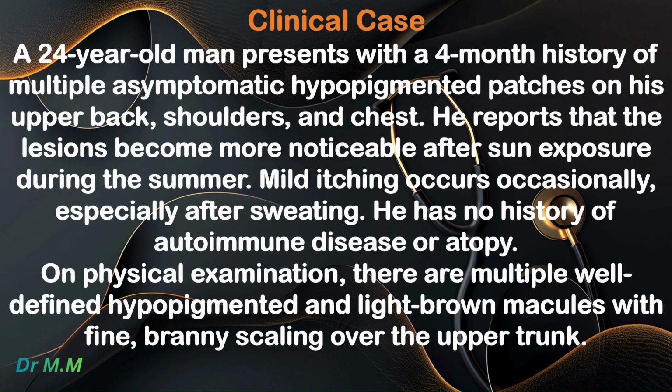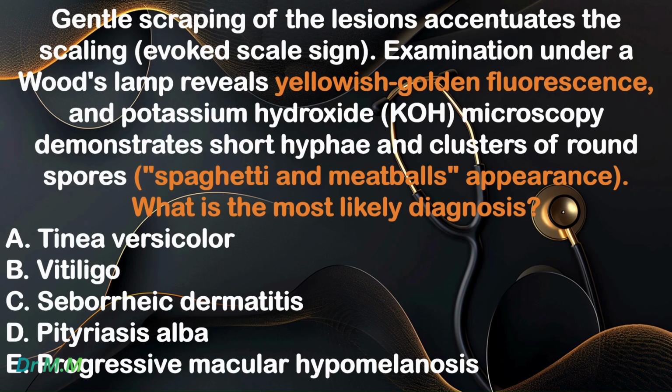Clinical case. A 24-year-old man presents with a 4-month history of multiple asymptomatic hypopigmented patches on his upper back, shoulders, and chest. He reports that the lesions become more noticeable after sun exposure during the summer. Mild itching occurs occasionally, especially after sweating. He has no history of autoimmune disease or atopy. On physical examination, there are multiple well-defined hypopigmented and light brown macules with fine, branny scaling over the upper trunk. Gentle scraping of the lesions accentuates the scaling, the evoked scale sign.